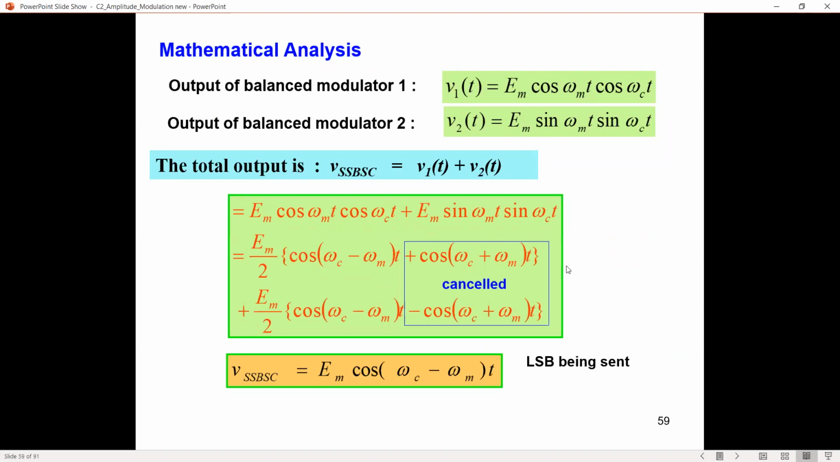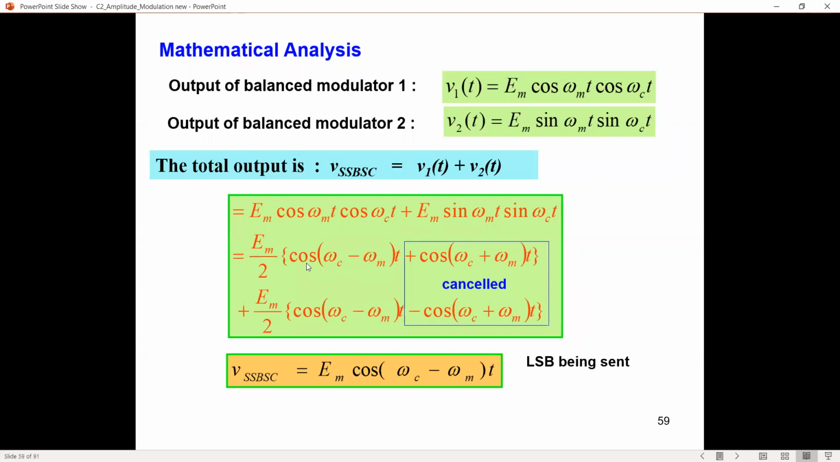So let's look at how we can produce single sideband from mathematical analysis. This is the output from the first, top balanced modulator, and from the second balanced modulator is our signal, which is in sine. Remember, we mix these two signals together. So we have E_M cos ω_M t cos ω_C t and E_M sin ω_M t sin ω_C t. We expand it using trigonometric identities.